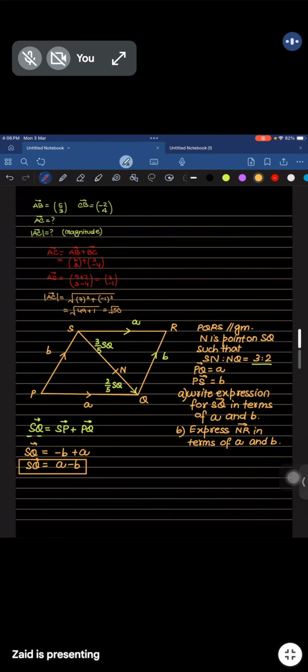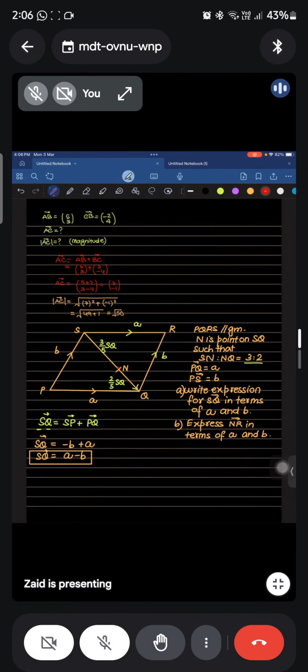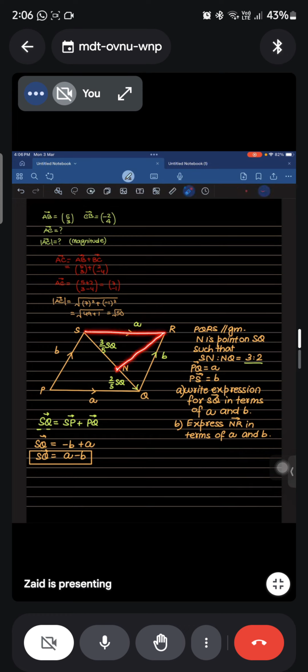The next thing that they ask us is to find NR, and NR is to be expressed in the form of A and B. The first thing you are going to do is to join these two lines. Now NR is a part of two different triangles. One is this one, and the other one could be this one. You can go either way, it's your choice. If I choose this one, I have to figure out the value of this, and if I choose this one, I have to figure out the value of this.